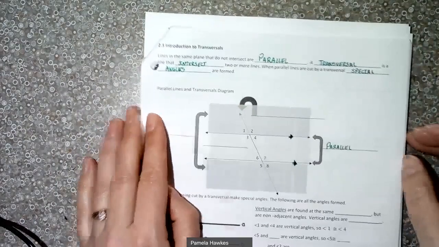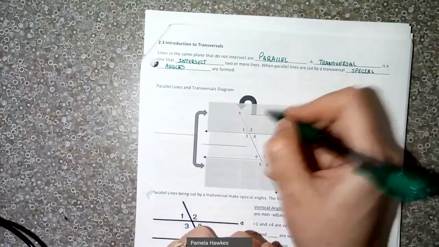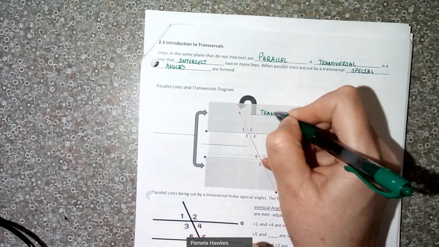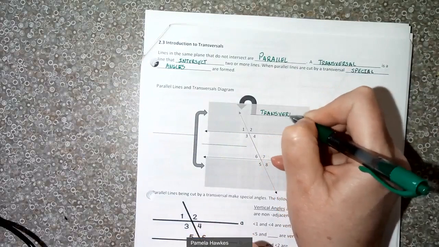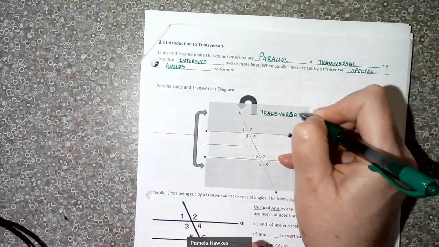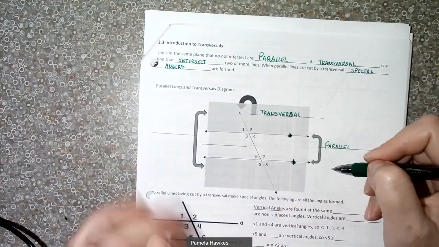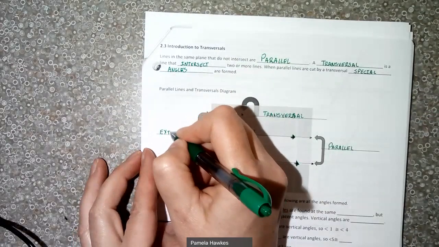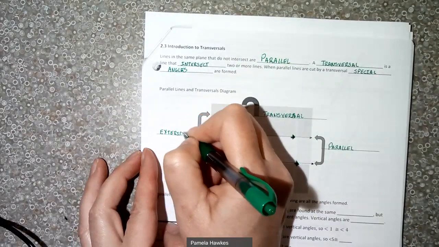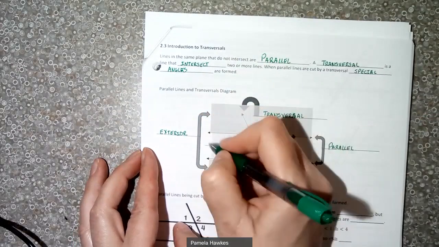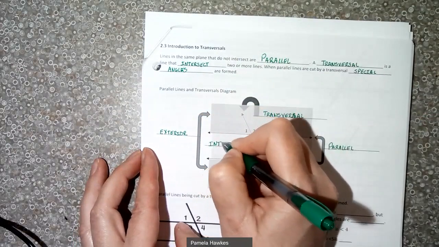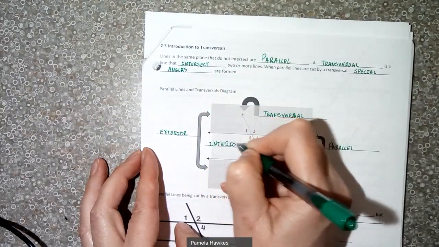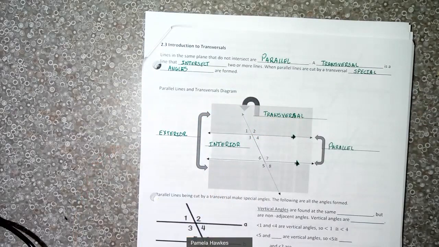Okay, so here goes. This line is called a transversal. These two lines are parallel. This part and this part is the exterior, the dark gray, and the part in the middle is called the interior. Why would they call them exterior and interior? What do those two words mean? Inside and outside. Interior is inside, exterior is outside.